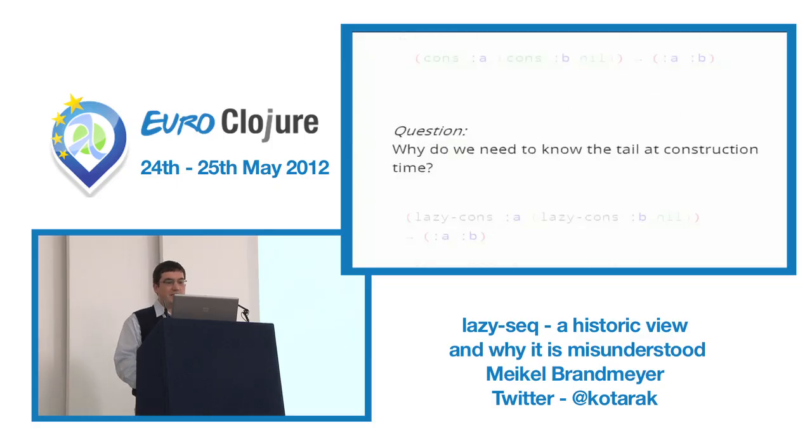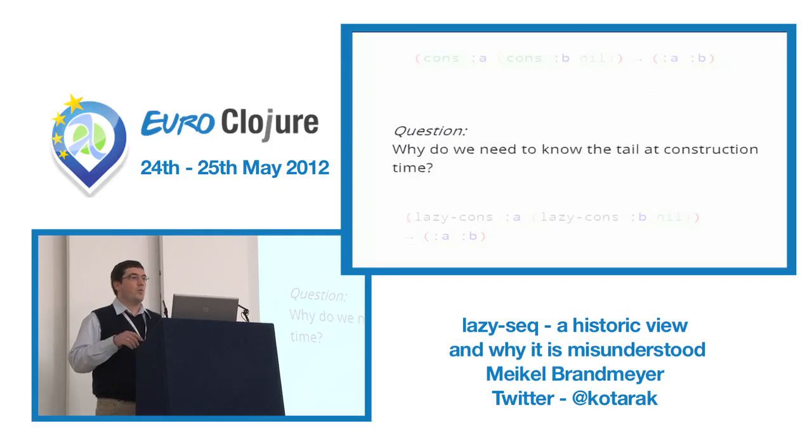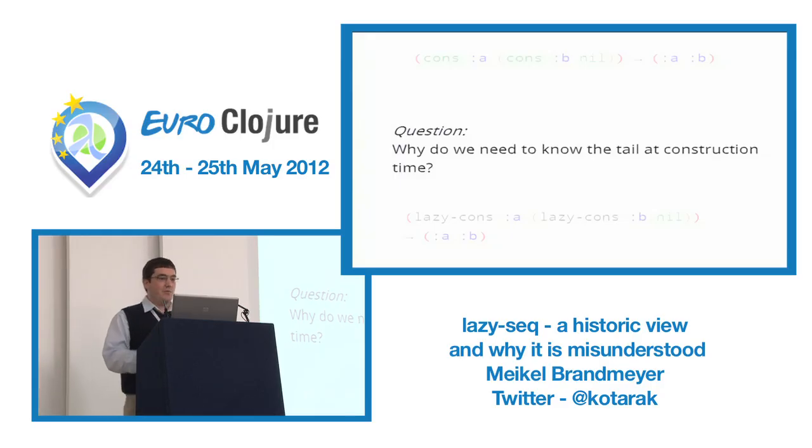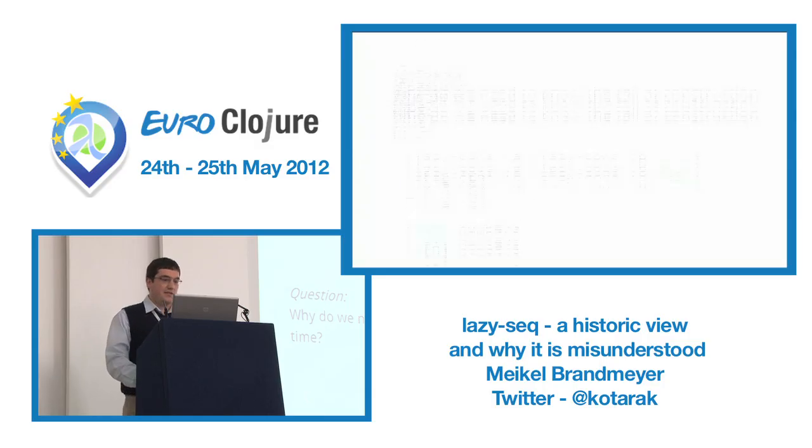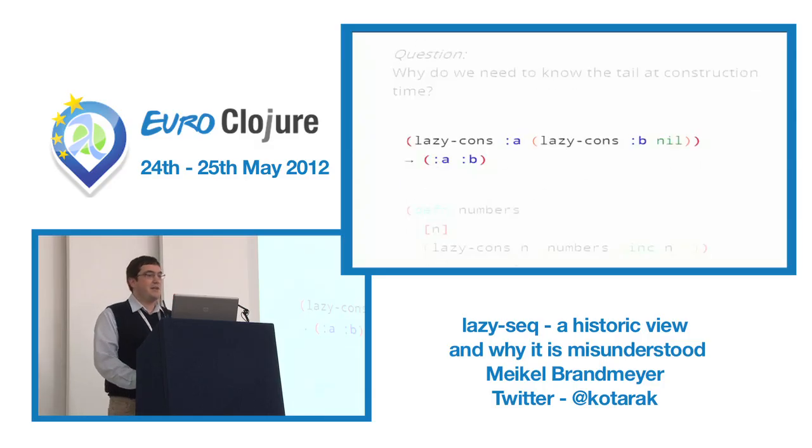Now the question is, why do we have to know the tail at construction time? In this example with the cons, we have to first create the second cons to be able to cons this A onto it. And the question is, why do we have to? We could also have a kind of delayed computation to get this tail. And this is basically what lazy cons does.